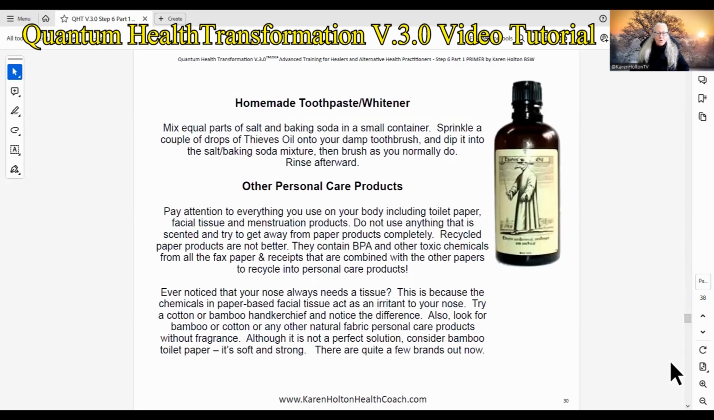Homemade toothpaste or tooth whitener. Mix equal parts of salt and baking soda in a small container. Sprinkle a couple drops of thieves' oil onto your damp toothbrush and dip it into the salt baking soda mixture. Then brush as you normally do and rinse afterwards. Now, it doesn't taste particularly good, but it sure does a wonderful job.